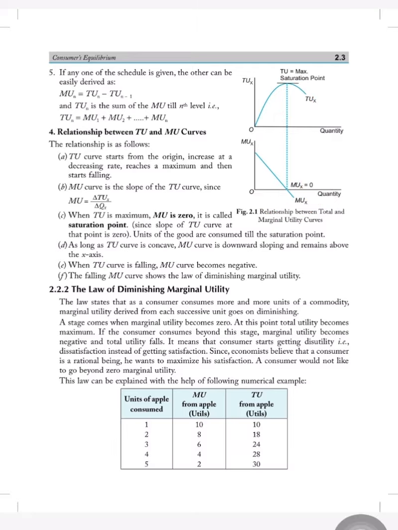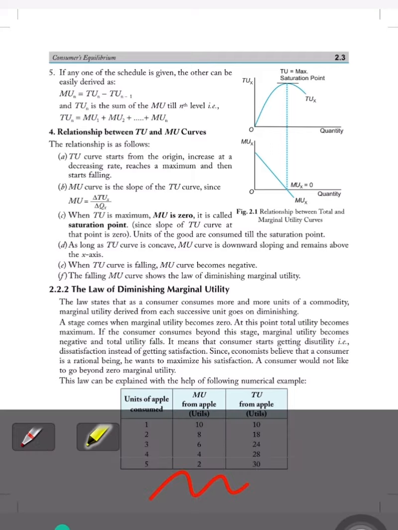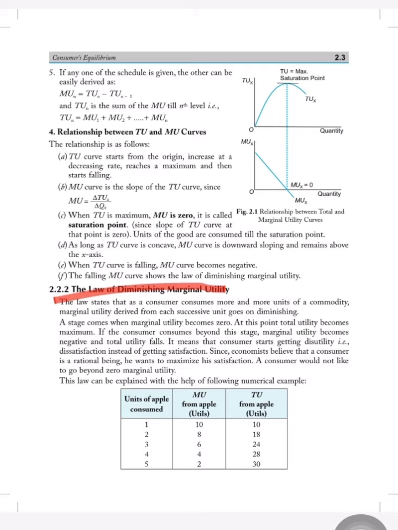Now let's move to the law of diminishing marginal utility. The law states that as a consumer consumes more and more units of a commodity, the marginal utility derived from each successive unit goes on diminishing. It's very simple to understand.